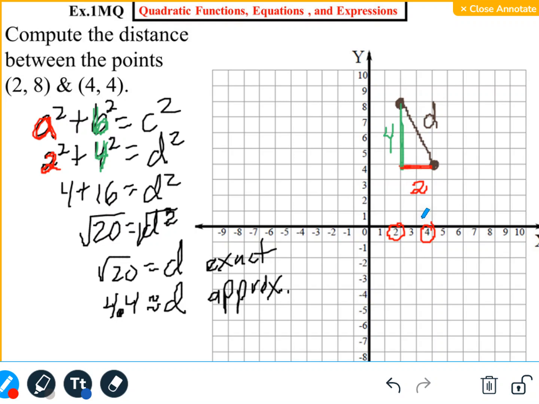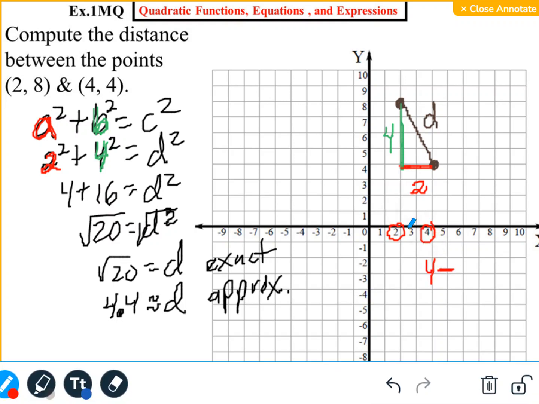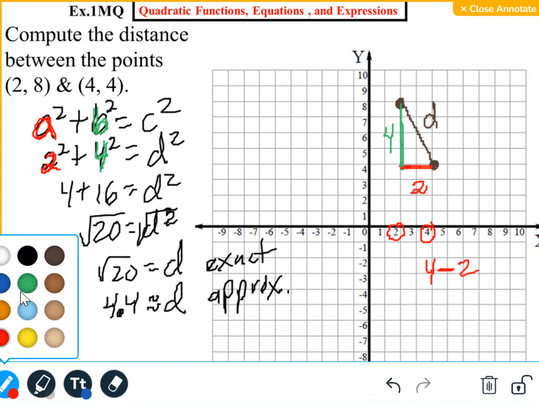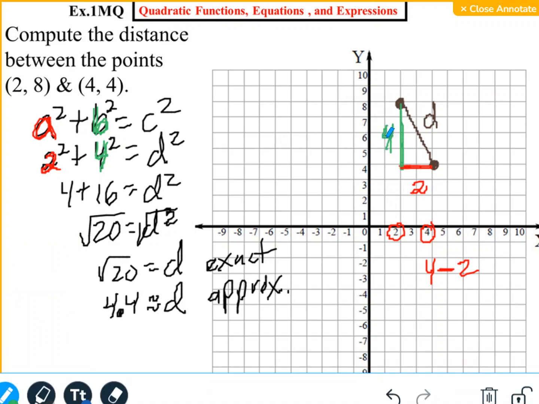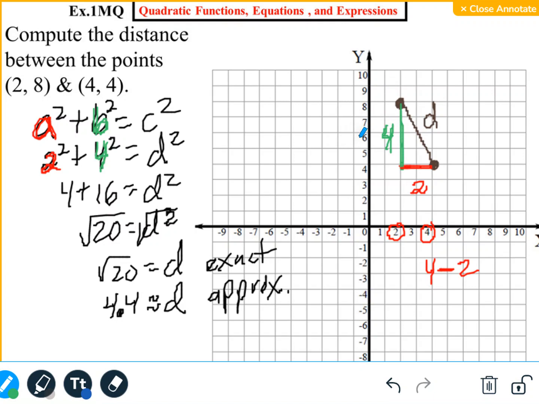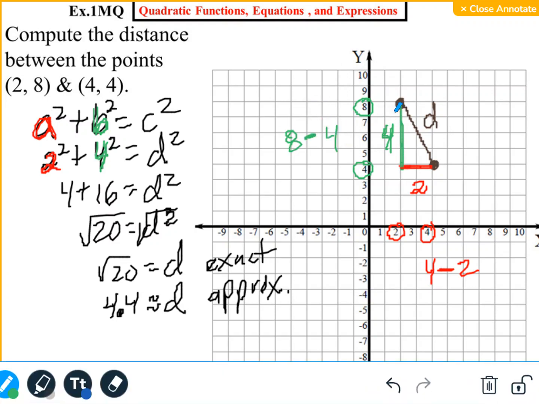What can we do with those 2 numbers to get 2? Subtract, right? We start with this number over here, 4, and then we subtract the one to the left, which is 2. Same idea for the height. I can count the steps, 1, 2, 3, 4, or looking at the y value for this point down here is 4. The y value for this one is 8, the one on top. And how do I use those numbers to get 4? 8 minus 4, and that's how we get 4.